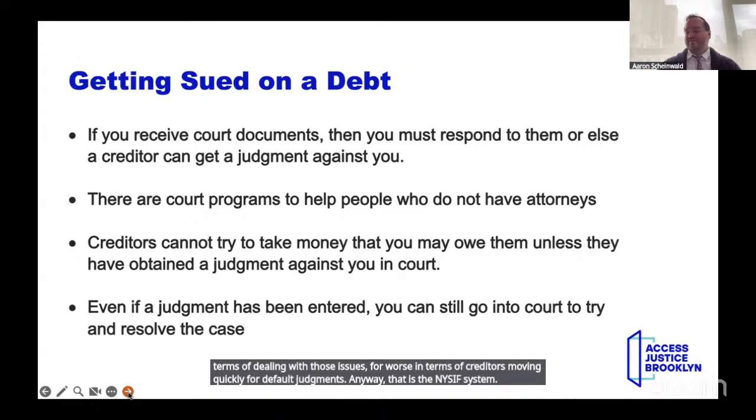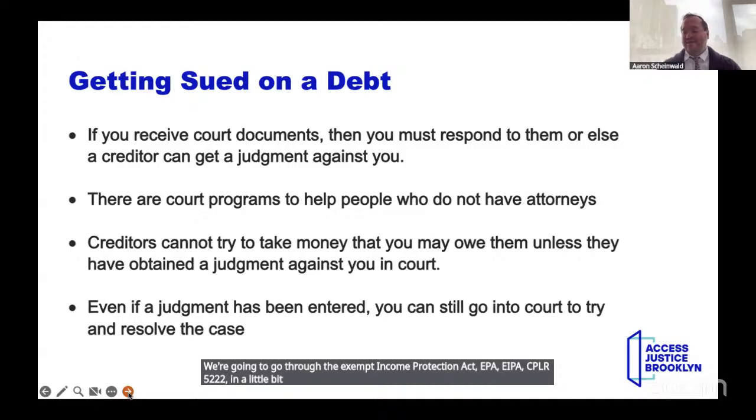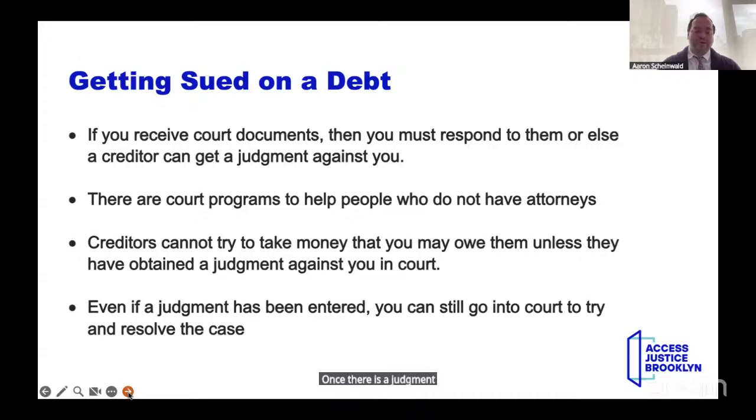In terms of collections on a judgment, we're going to go through the Exempt Income Protection Act, EIPA, CPLR 5222, in a little bit of detail at the end. So if we don't mind, I'm going to push that for another 20 minutes or so. But the short answer is, once there is a judgment, aside from renewing a judgment after 10 years, there is nothing else that needs to be done in court to enforce that judgment.